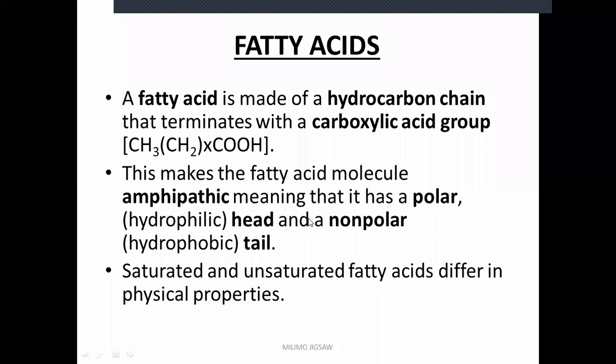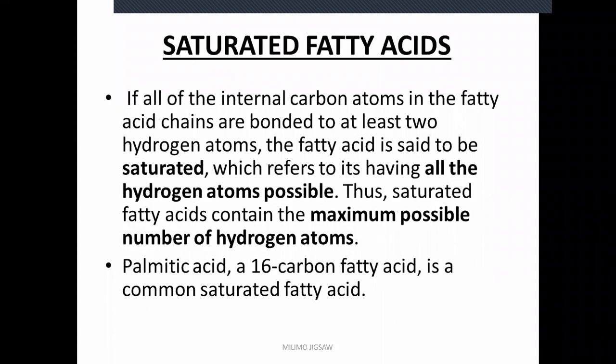So it is amphipathic. Generally, fatty acids can be divided into two: saturated and unsaturated fatty acids. And these fatty acids differ in their physical properties. The word saturated simply means something is to its maximum, to its fullness. In this case, we are describing fatty acids in terms of the number of hydrogen atoms.